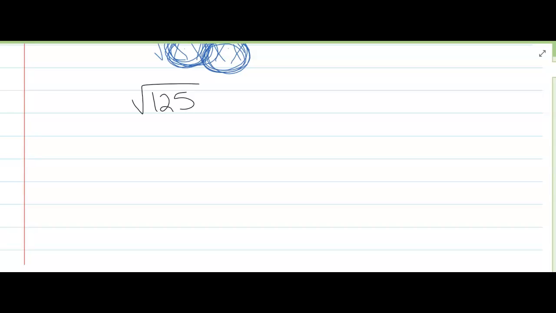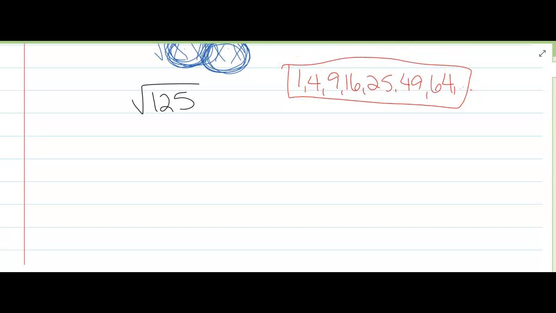So remember, the perfect square factors are 1, 4, 9, 16, 25, 49, 64. Probably won't have to go any higher than that, but these are the numbers that you're looking to see. Can I divide any of these numbers into 125? Okay, well, I see that 25. So what you're going to do is break apart that 125 into 25 times 5.